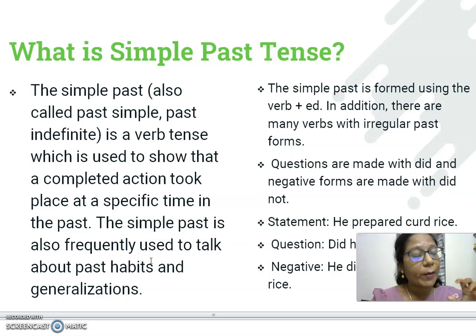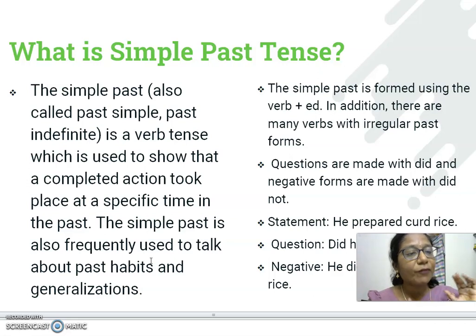Now let's see where we use simple past tense and where we need to apply it. The simple past is formed using the verb plus ed. In addition, there are many verbs with irregular past forms. Questions are made with did and negative forms are made with did not. So remember, questions are made with the word did and negative forms are made with did not.